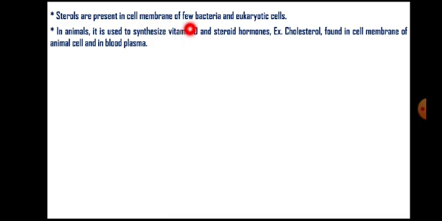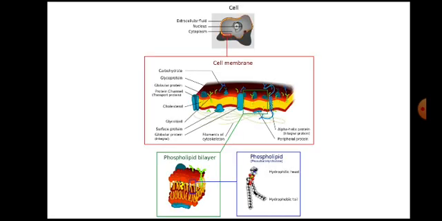So sterols are present in the cell membrane of a few bacteria and eukaryotic cells. They are abundantly present in the cell membrane of mycoplasma, which gives structural integrity to the cell membrane because there is an absence of a cell wall. In case of animals, vitamin D synthesis, hormones, cholesterol, it is found in the cell membrane of animal cells as well as in the plasma, where it is transported through blood to several cells of the mammalian body.